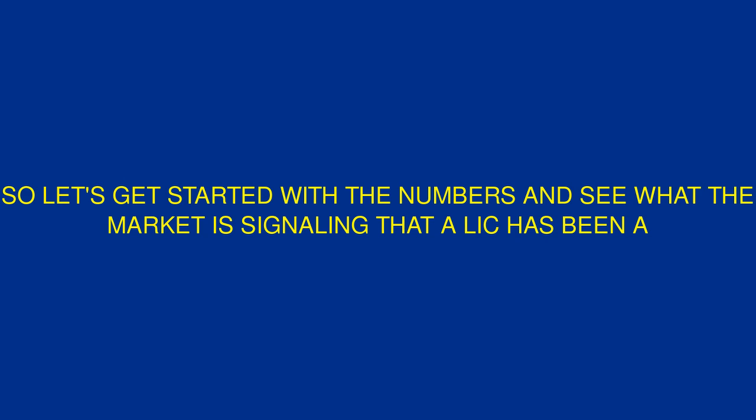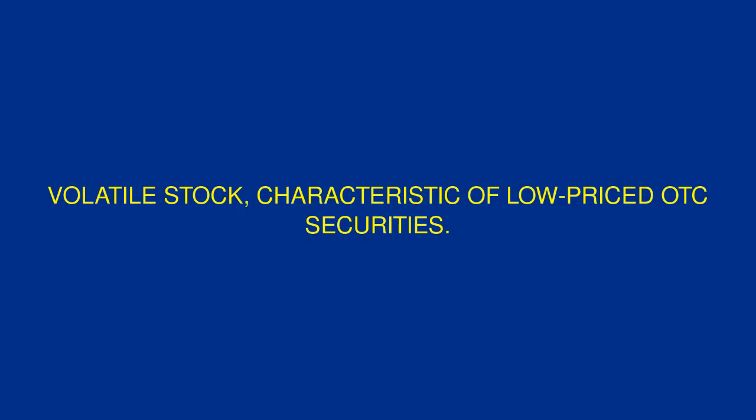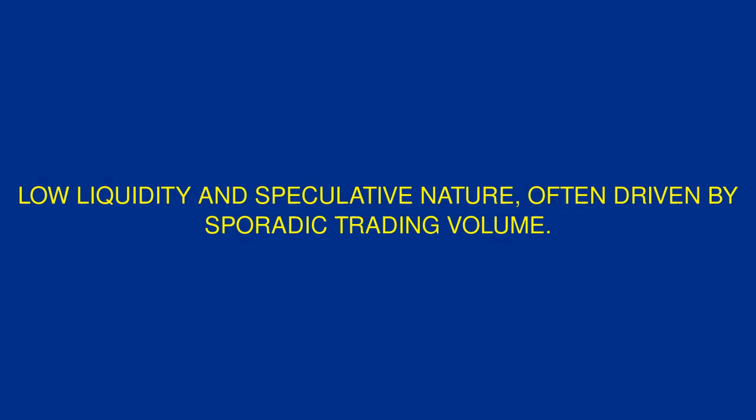the market is signaling. ELIQQ has been a volatile stock, characteristic of low-priced OTC securities. Looking at the daily closing prices from June 2024 to May 2025, we see prices fluctuating between a low of 0.0001 and a high of 0.015, with most activity hovering around 0.005 to 0.01. This tight range reflects the stock's low liquidity and speculative nature, often driven by sporadic trading volume.